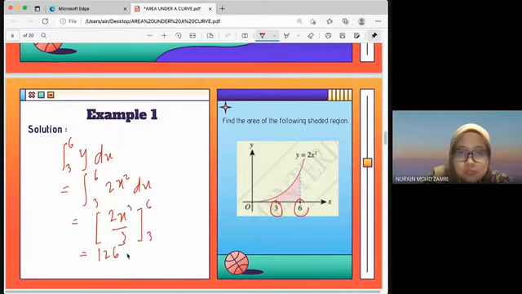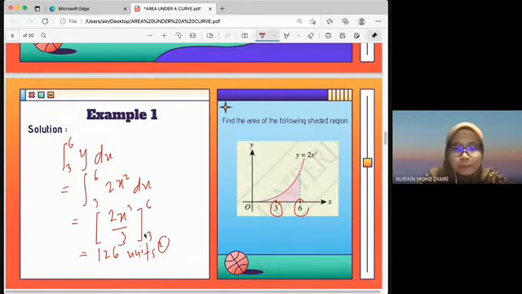So you can just put units square. As it is area, you have to put unit square. So, okay, this is how you calculate the area under the curve that is bounded by the x-axis.